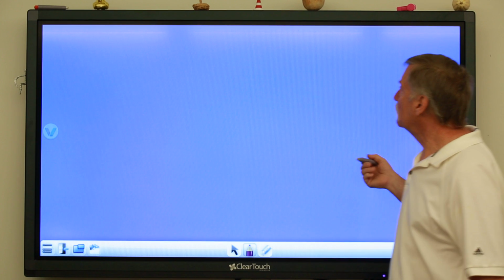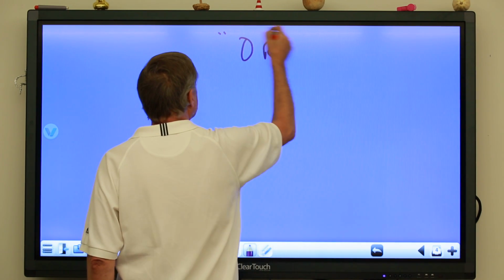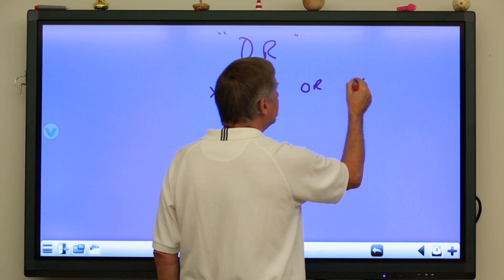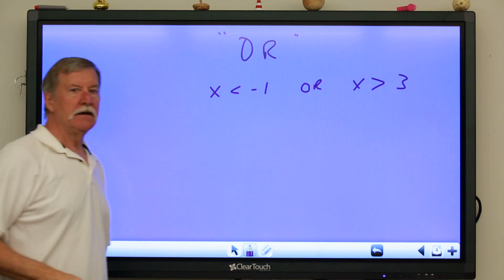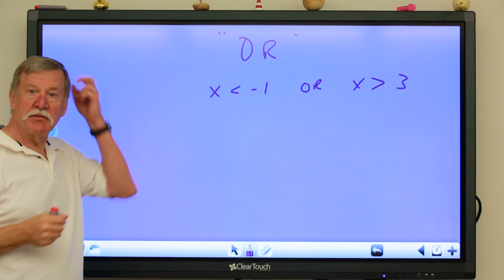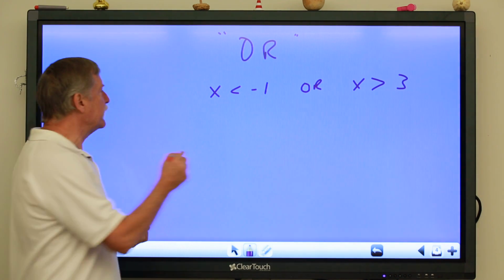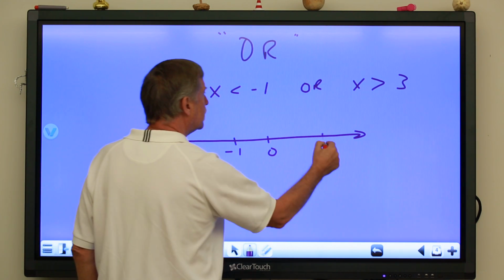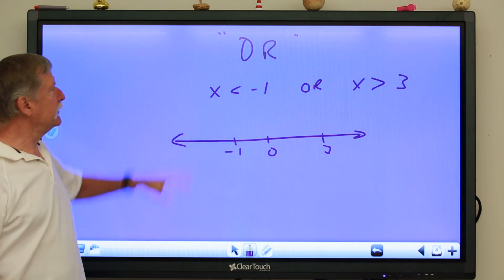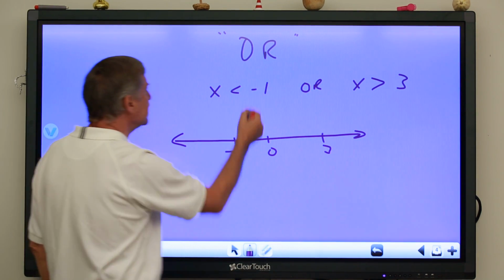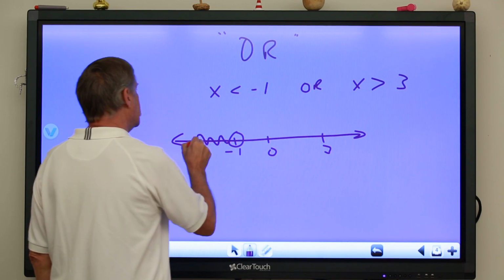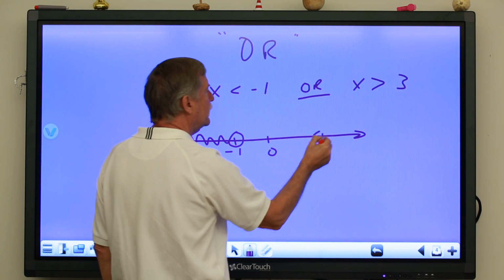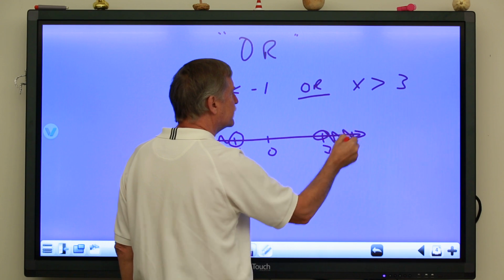All right? The word "or", on the other hand, we would say something like x is less than -1 or x is greater than 3. And now either one of these conditions works. Both of them don't have to be in play. So if we graph that, we see that we've got 0, -1, 3. Now we look at each one and put it on the same graph. We see x is less than -1, open circle, shaded in that direction, or x is greater than 3, open circle, now going in that direction.